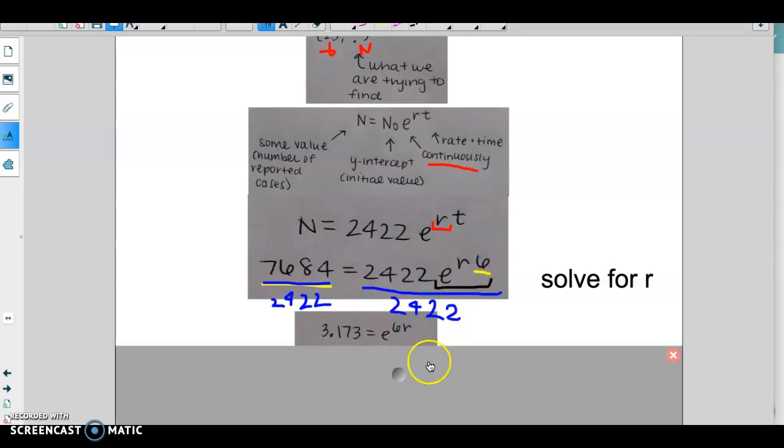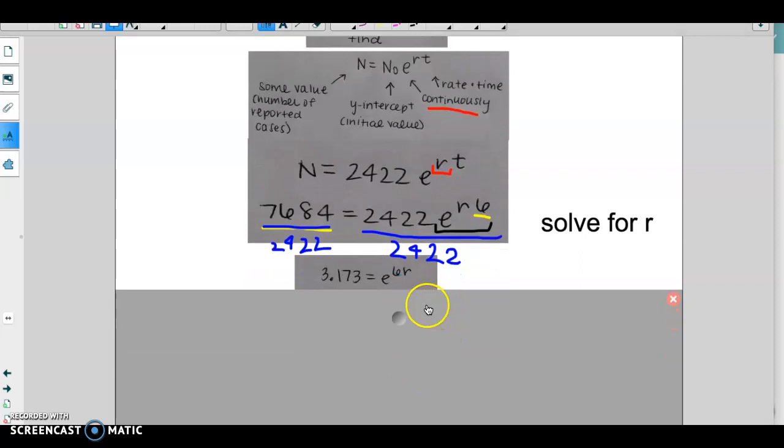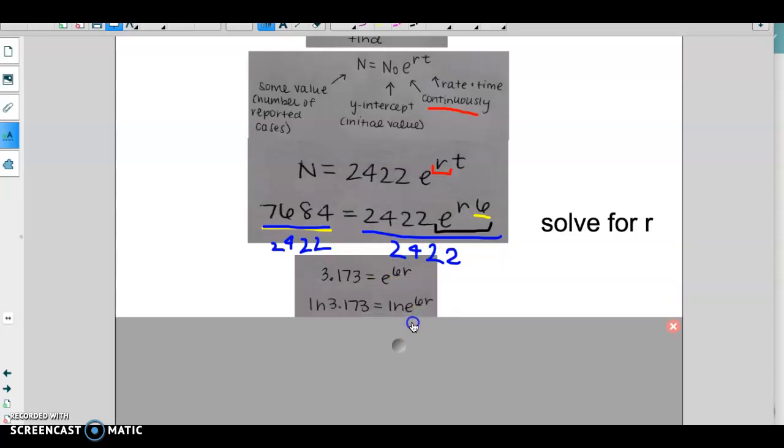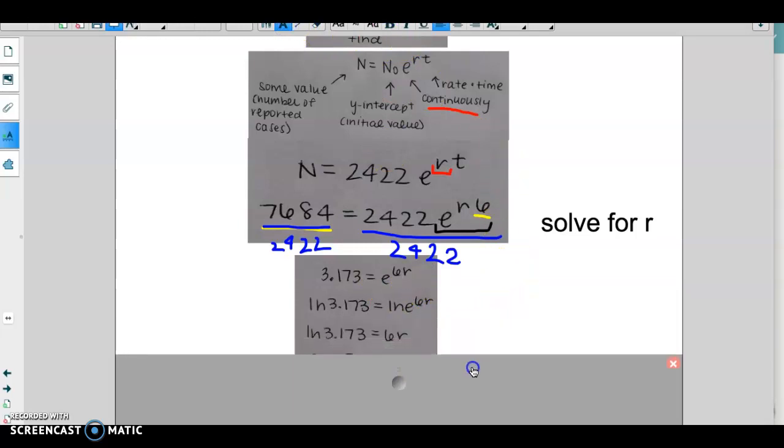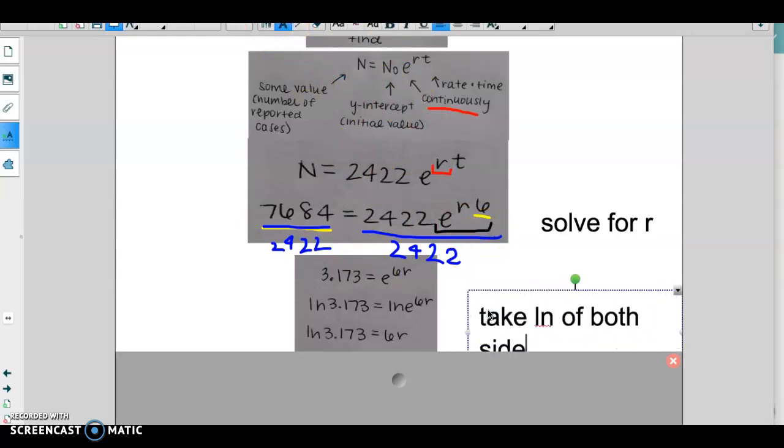I wrote that better. Okay? How do I get my exponent, which has the variable in it, out of the exponent? Remember back to 5.4, I have to take the ln of both sides. Okay, why do I take the ln of both sides? Because now it allows me to use the power property. Let's write that. Take ln of both sides so I can use the power property.